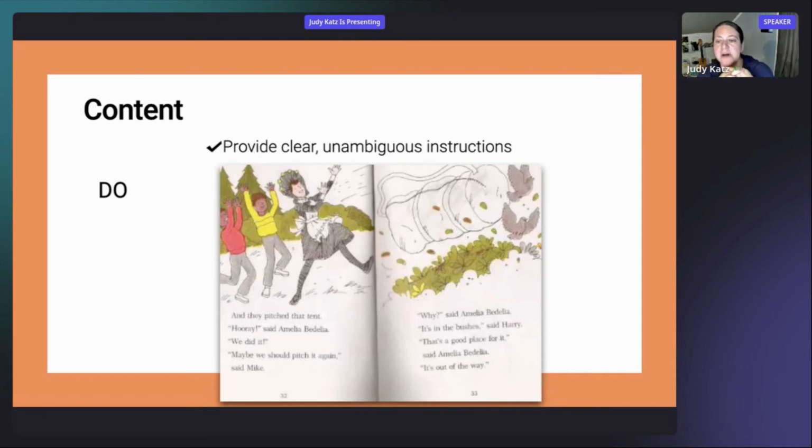I think that content is one of the most important things to pay attention to when designing good e-learning. And I'm going to use Amelia Bedelia as an example of how to give clear, unambiguous instructions, or maybe how not to. I'm not sure how many people have read Amelia Bedelia books.